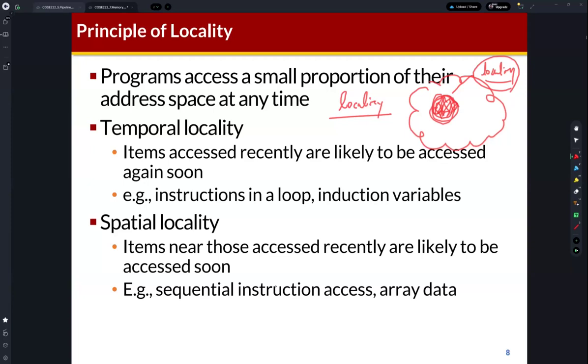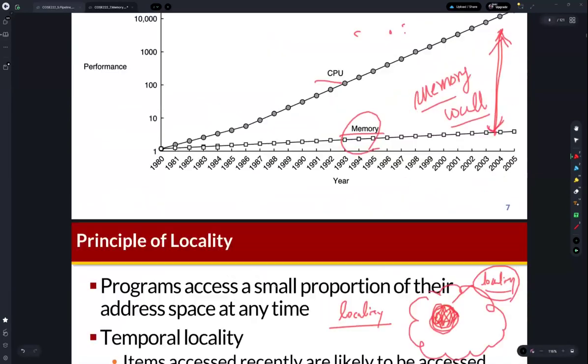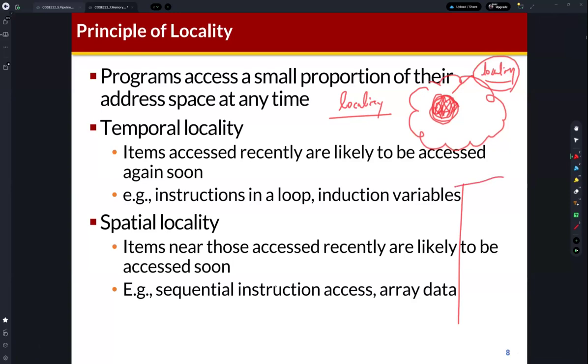Okay, then why is this locality important in the computer system? It is because, as I mentioned, all data are stored in the main memory of a computer system, right? And then what's the problem? The problem is that this memory is very, very slow, right?